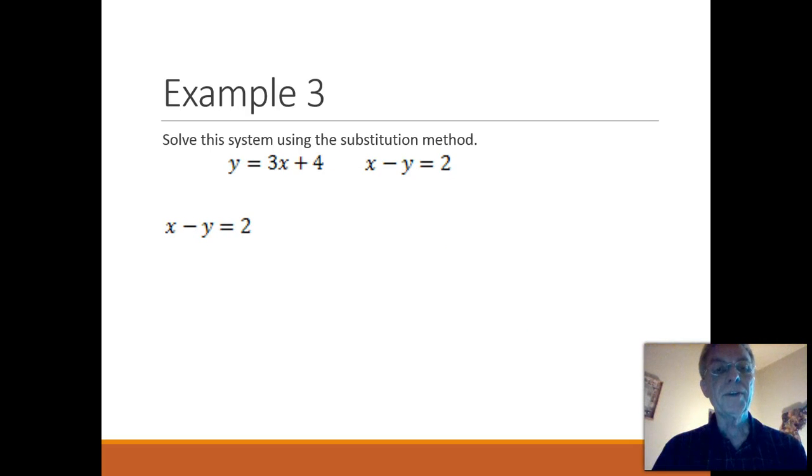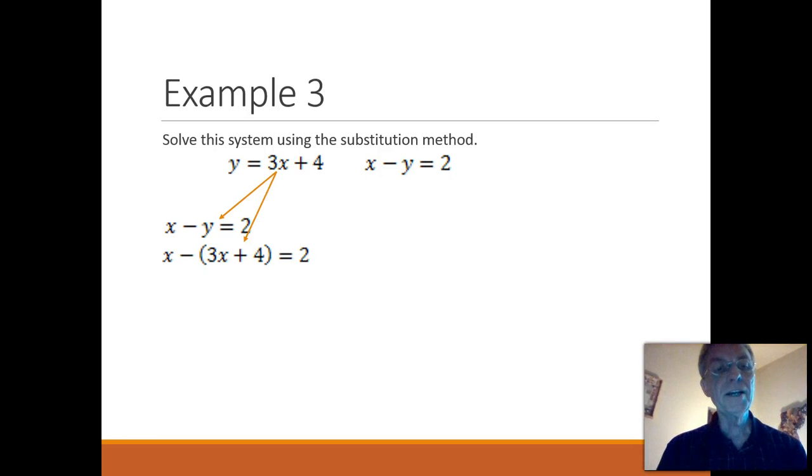Example 3. This time we're going to use the substitution method. What you're always looking for in the substitution method is to see if one of the variables has already been solved for. In this case, the first equation says y equals 3x plus 4. What this means is any place in this other equation that I see a y, I can put 3x plus 4 in its place. So we rewrite the second equation as x minus y equals 2. We're going to substitute the 3x plus 4 in where the y is. So here comes our other equation, and notice that it has the 3x plus 4 replacing the y.